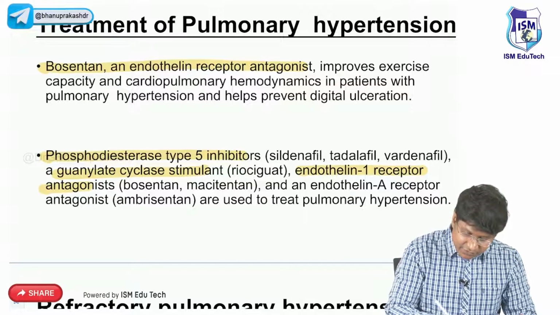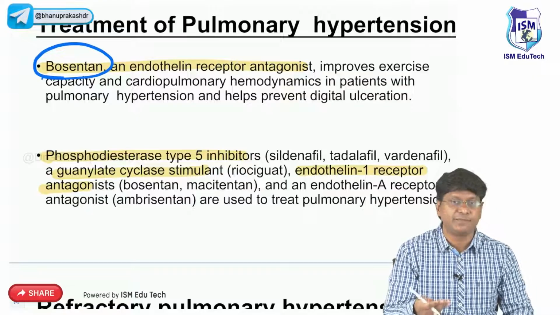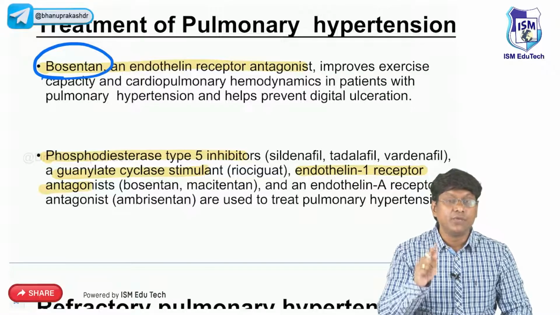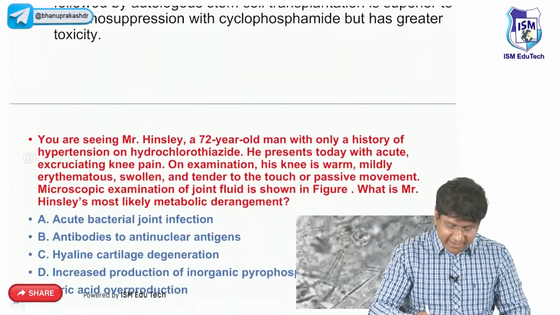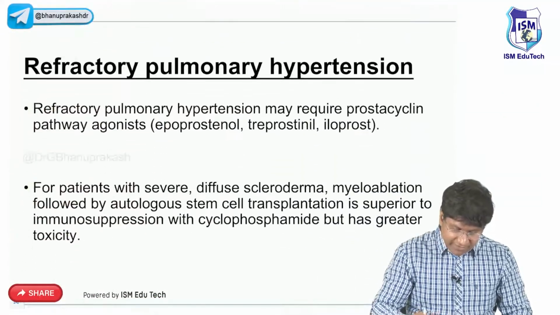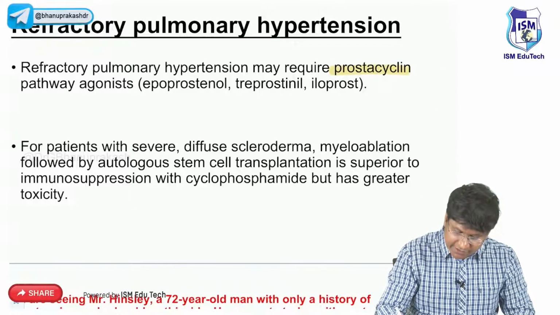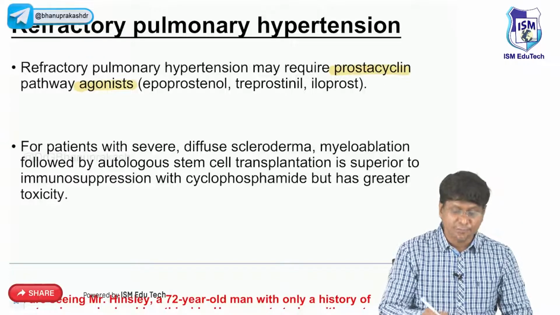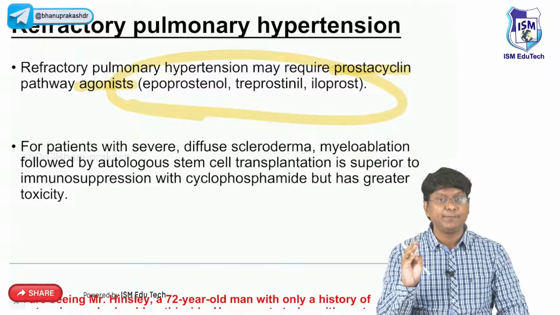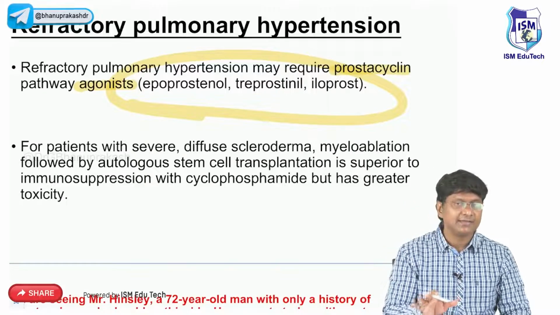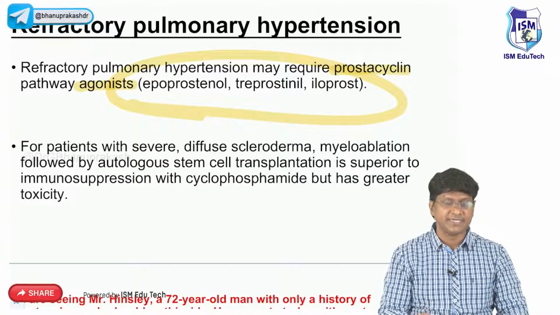These are the drugs which will definitely be given as a first line for the pulmonary hypertension in case of scleroderma. But the only concern is whenever there is refractory pulmonary hypertension. Whenever there is refractory pulmonary hypertension, in them you need to give the prostacyclin analogs. And these prostacyclin analogs are epoprostenol, treprostinil, as well as iloprost. So these are the drugs which are given for treatment of pulmonary hypertension.